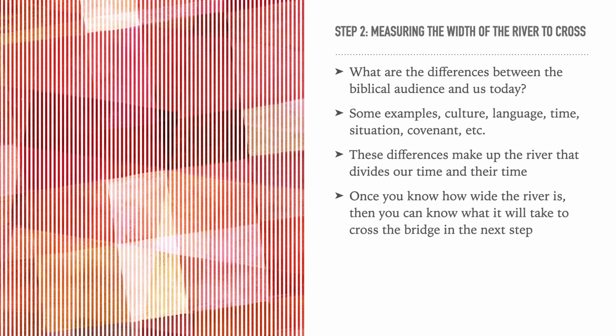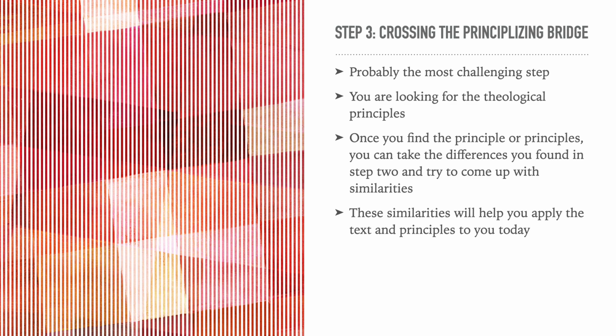Once you know how wide this river is, then you can know what it will take to be able to cross that bridge, and you'll do that from step 3 to step 5 and be able to take it from what it was for the biblical audience to you today. So step 3 is crossing that principalizing bridge. This is probably the most challenging step because you're trying to apply something that's written long ago for you today.